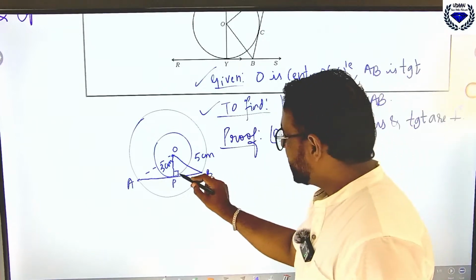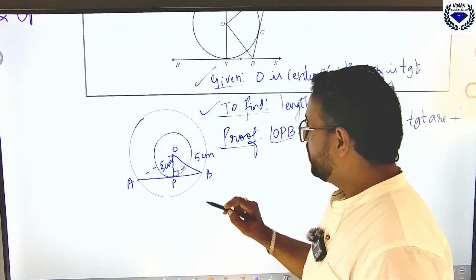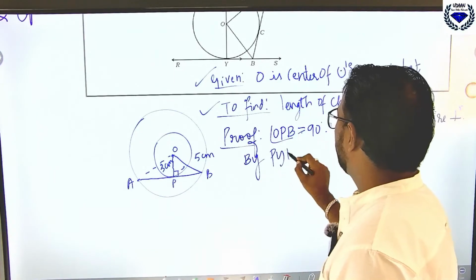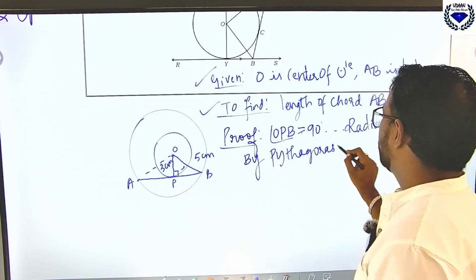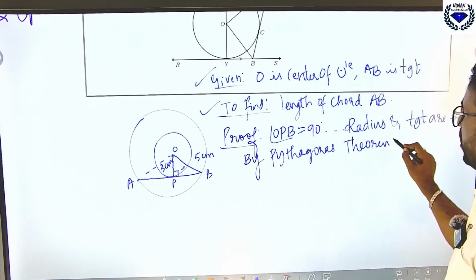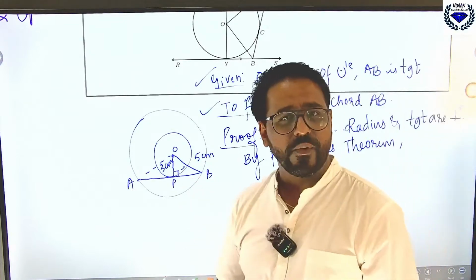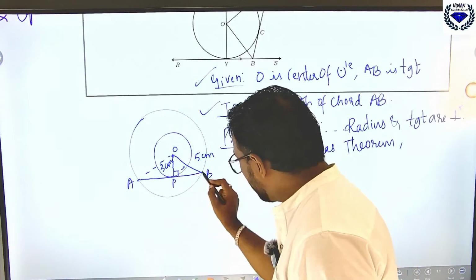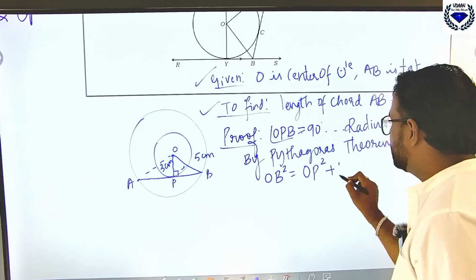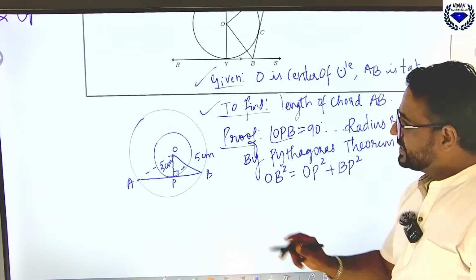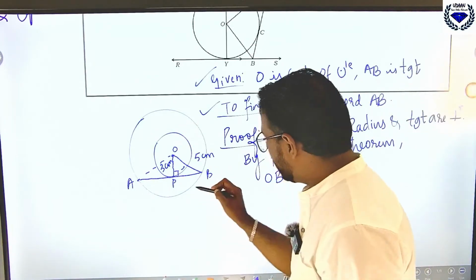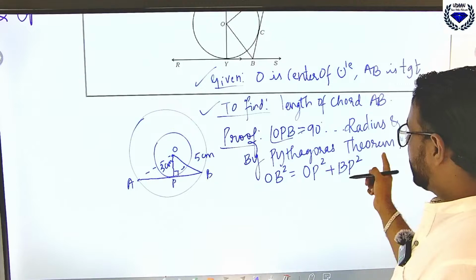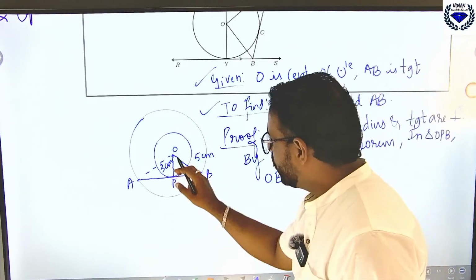Then if this is 90 degree, you can use Pythagoras theorem. OB will be the hypotenuse. By Pythagoras theorem, hypotenuse square, what is hypotenuse here? OB. OB square equal to OP square plus BP square, in triangle OPB. That means by using Pythagoras theorem, OB square equal to OP square plus BP square.